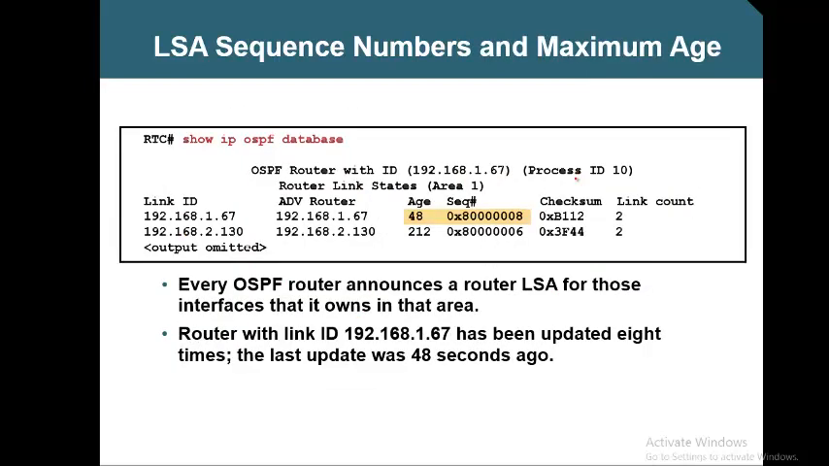Here is an example. 192.168.1.67 is one of the link IDs advertised by the router. Here, unfortunately, it has the same router ID. About this link, this router advertised 48 seconds ago, and that was the 8th update about this link from this router. See, this and this will not always be the same. In this example, the router that advertises has the same router ID as the address on the link. This is the router which advertises that. The update was given 48 seconds ago, and that was the 8th update.